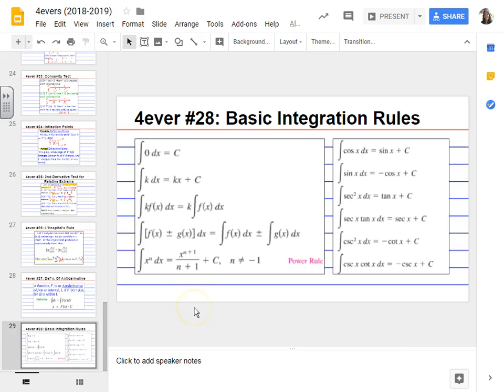Guys, at least figured out which rules you need, right? Zero would be any constant.